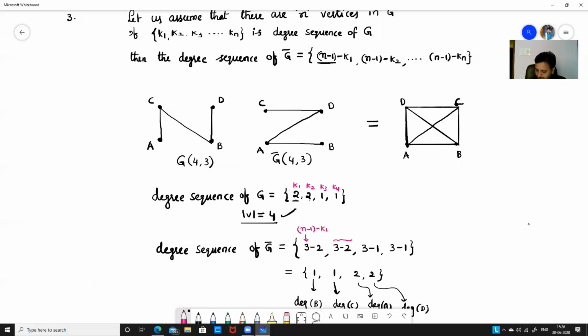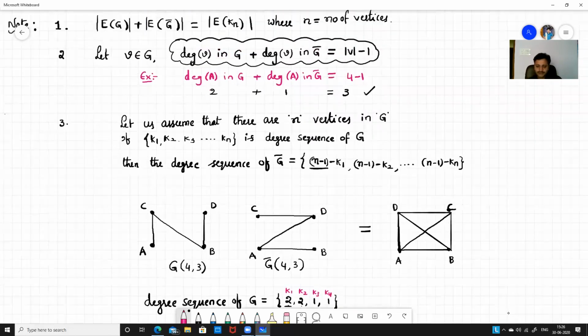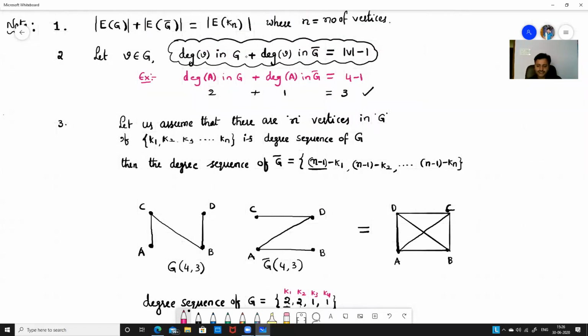Similarly, it is n minus 1 minus k2. Like that, we can find the degree sequence of the complement of a given graph. The most important point to remember is that the degree of V in G plus the degree of V in G bar must be equal to the total number of vertices minus 1. So here we discussed the complete graph and the relationship between the complete graph and the complement of a graph.